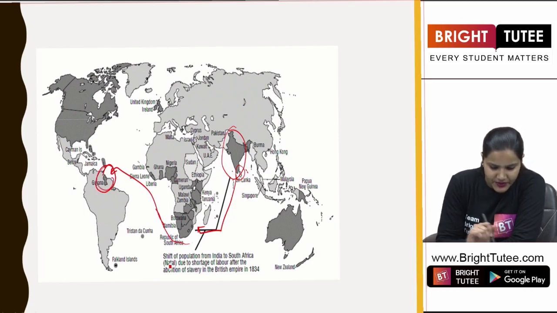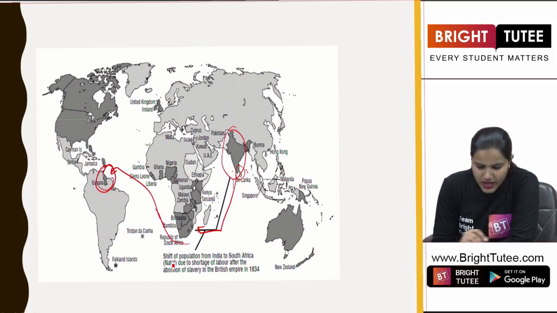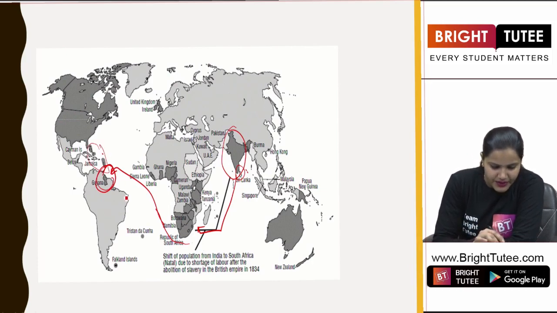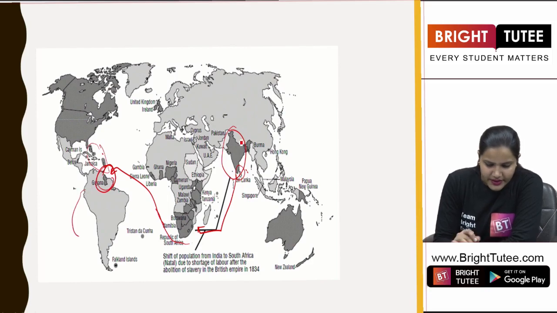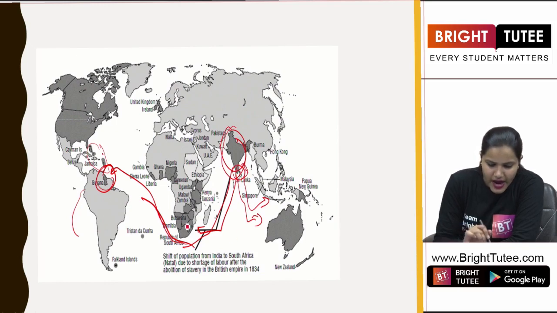This is Guyana, right? Now they are going to some other regions of the Caribbean islands as well, somewhere here, right students? This is our country. So how they were moving from all places, from one place to another, to the region of Malaya, to the region of Sri Lanka and so on, right?